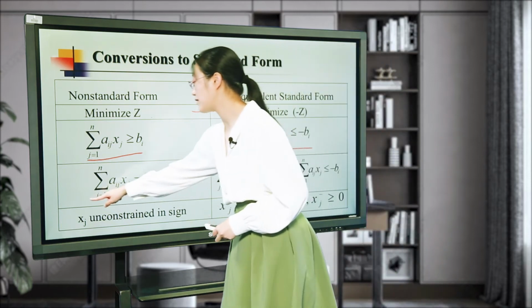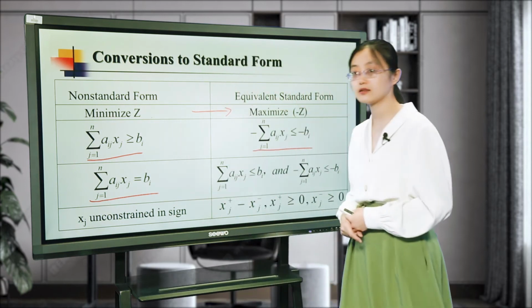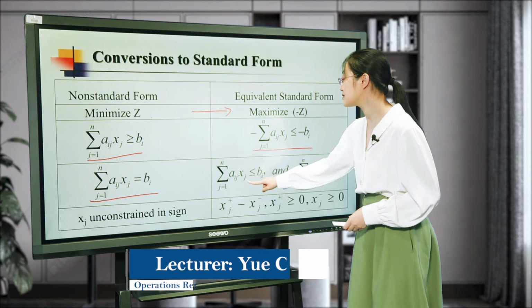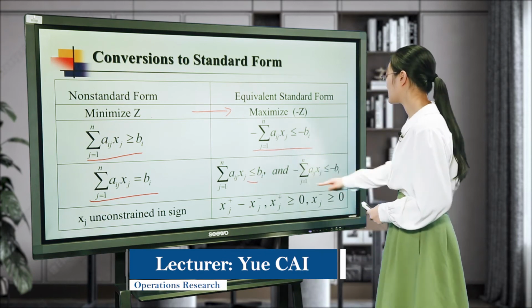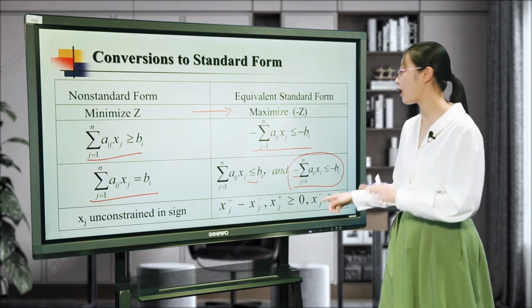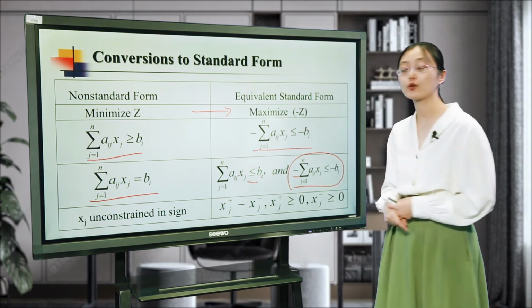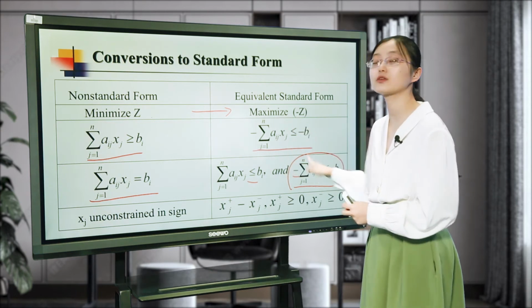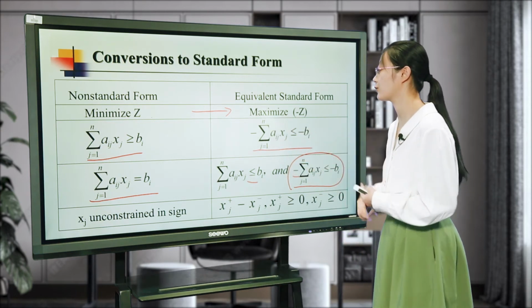Similarly, if we have an equation for the constraint, we can split the equation into two parts. One is less than or equal to, the other is bigger than or equal to, and then multiply the second by a negative, so all the variables are less than or equal to -b. So this is how we convert the constraints to the standard form of less than or equal to.